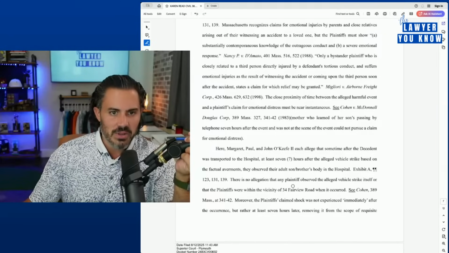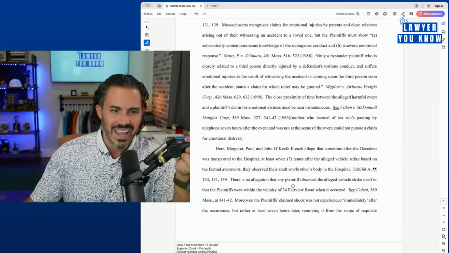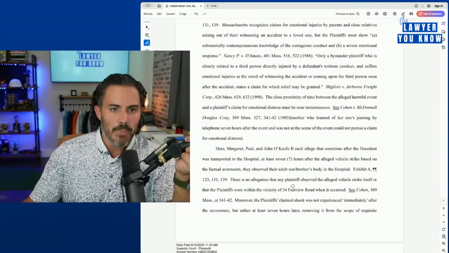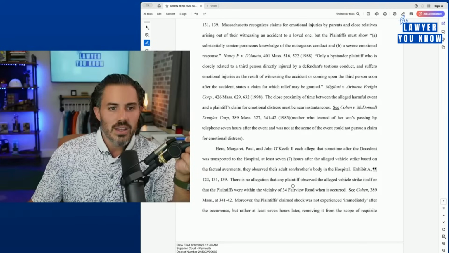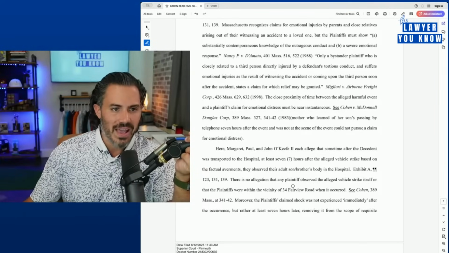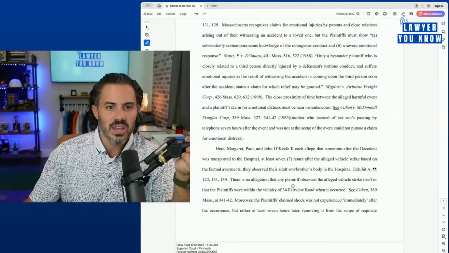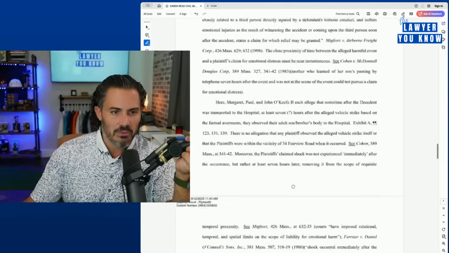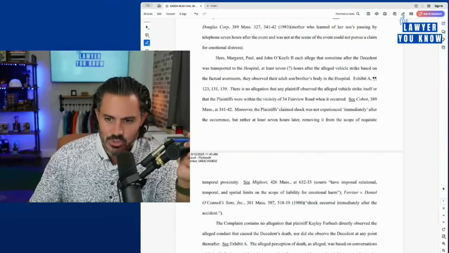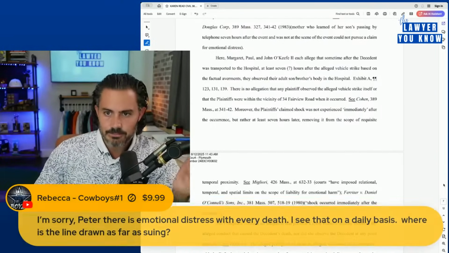The close proximity of time between the alleged harmful event and the plaintiff's claim for emotional distress must be near instantaneous. And then they cite a case, a mother who learned of her son's passing by telephone 7 hours after the event, was not at the scene of the event, could not pursue a claim of emotional distress. And I gave you a lot of examples off the top that kind of explains that.